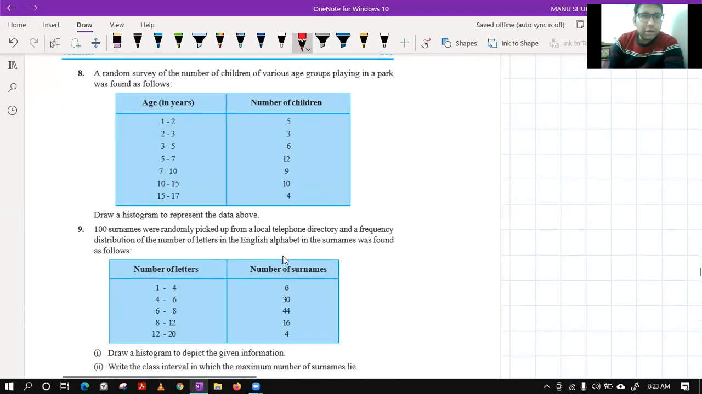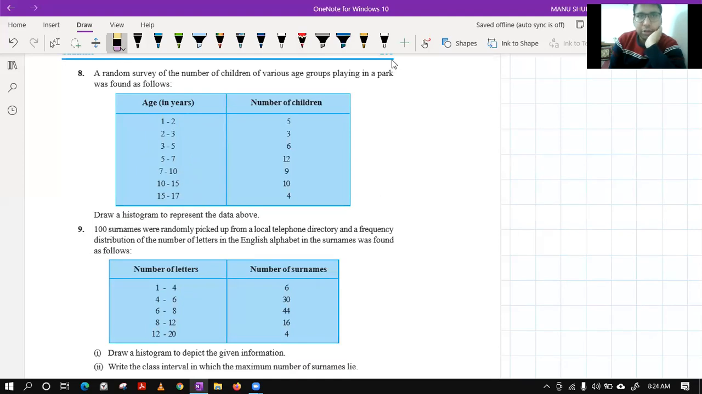Question number 8. A random survey of the number of children of various age groups playing in a park was found as follows. Okay. Draw a histogram to represent the data. Okay, first check for histogram. The first condition is it should be exclusive, and I think it is exclusive already. The second thing that we see is the width. The width in this case is 1, 1, 2. So the width is not uniform. It is non-uniform.